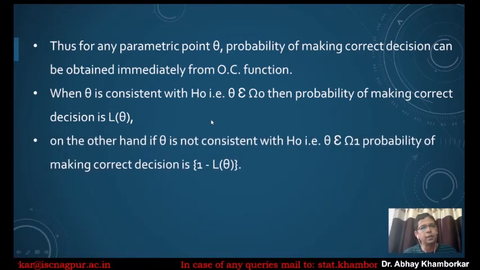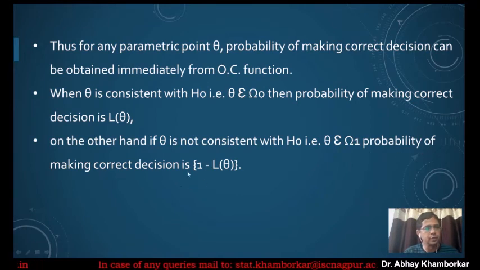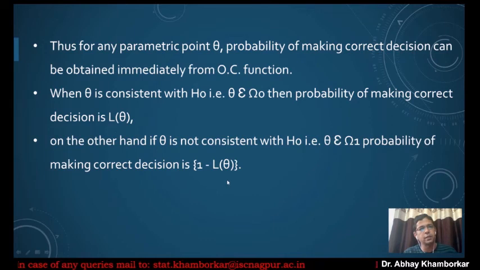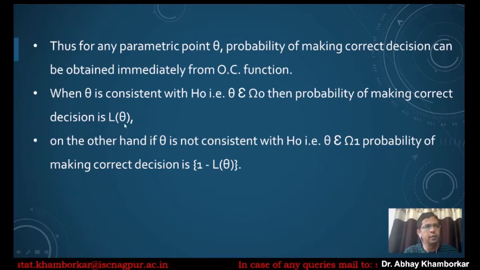On the other hand, if theta is not consistent with h naught, that means if h1 is true, that is theta belongs to omega 1, then the probability of making a correct decision is 1 minus L theta. So whether L theta or 1 minus L theta is the probability of making a correct decision depends on the true nature of theta, the true value of theta. If theta belongs to omega naught, then L theta is the probability of making a correct decision, and if theta belongs to omega 1, that means the alternative hypothesis, then the probability of making a correct decision is 1 minus L theta.